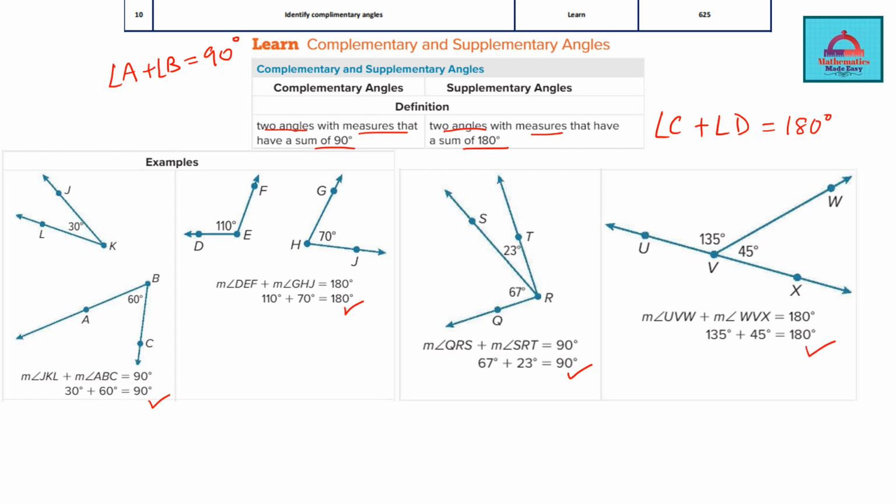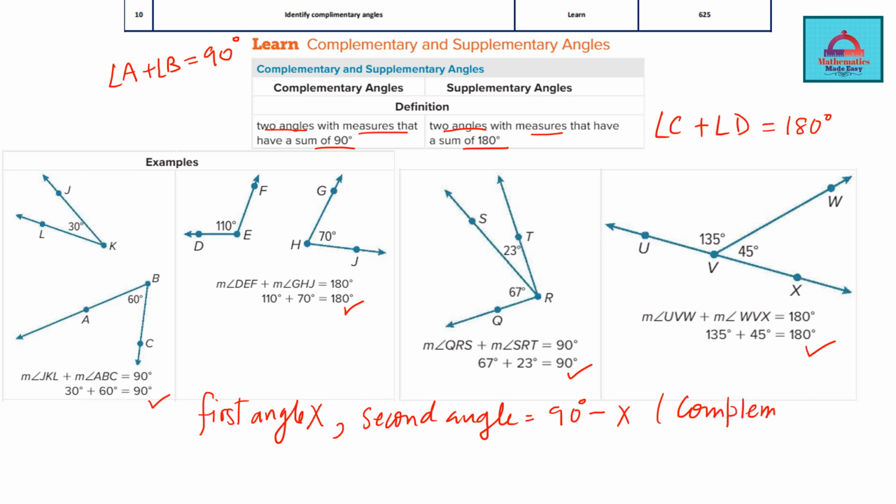Now why this concept is included in the scheme of work is that you may get word problems on complementary and supplementary angle, and the concept that you are going to use for the complementary and supplementary angle word problems is that if one angle is x, the other complementary angle. So let me write in this way. First angle is x, then the second angle would be 90 minus x. This is going to work when you have complementary angle, because in that case the sum is 90.